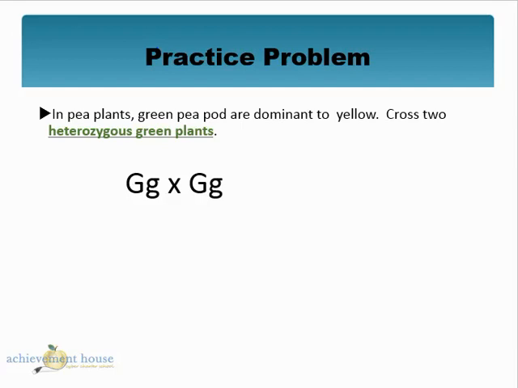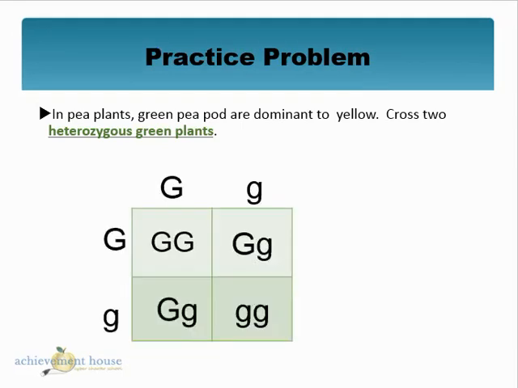Let's get ready to set up the Punnett square. Here we've taken each parent. One parent is on the top of the Punnett square and one is on the side. We filled in all the letters to show all the possible combinations of alleles. What do you notice about the offspring?